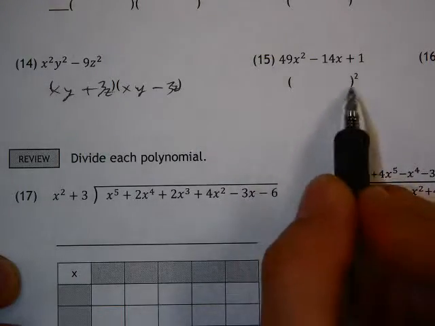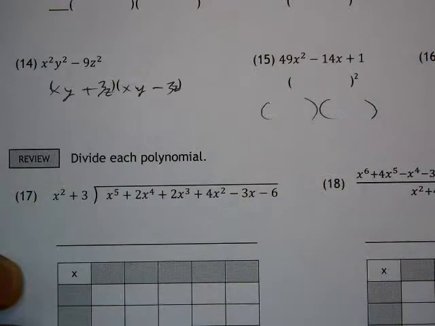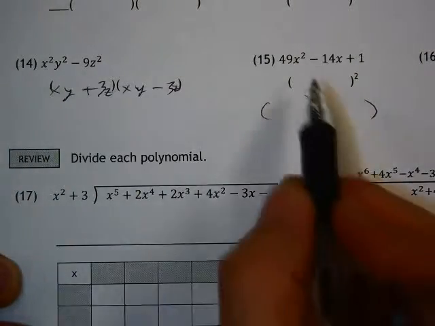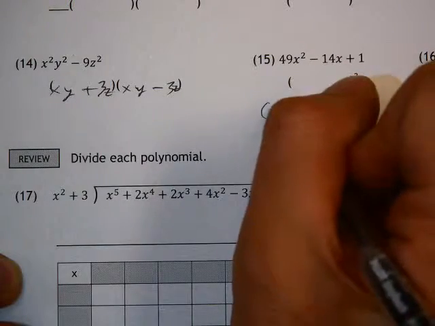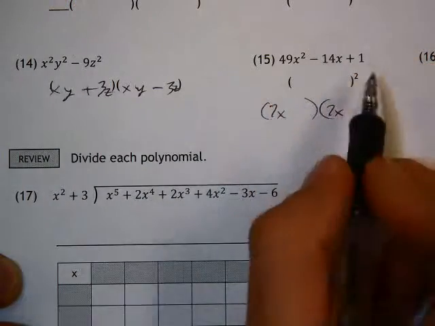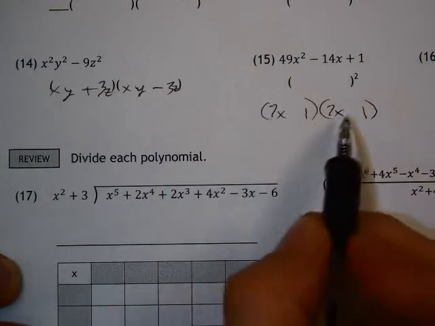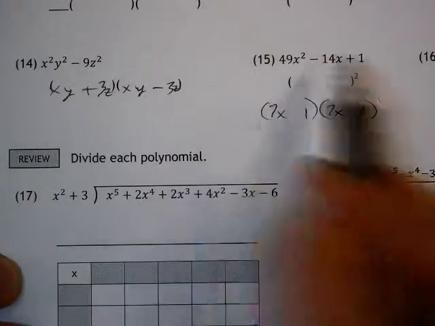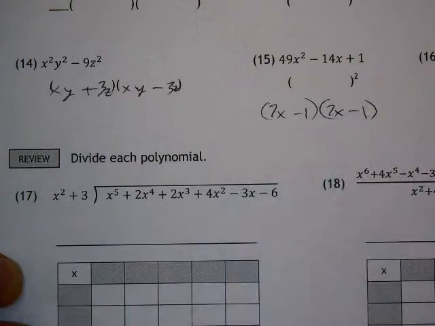When you see that the parentheses are squared, that means that when I factor, both of these should be exactly the same thing. And the trick with that is that all you're doing, just like the difference of two squares, is taking the square root of each of these. The square root of 49x squared is 7x. The square root of positive 1 is 1. Now what I need is for them to multiply to give me positive 1, but when I multiply and add, they have to be negative 14, which tells me they're both going to be negative.